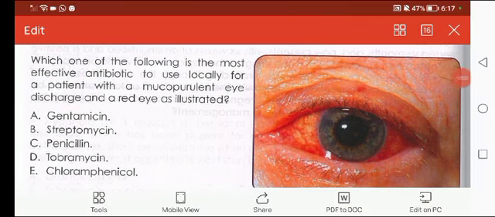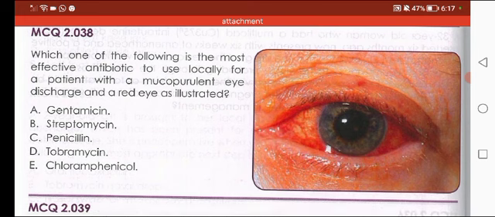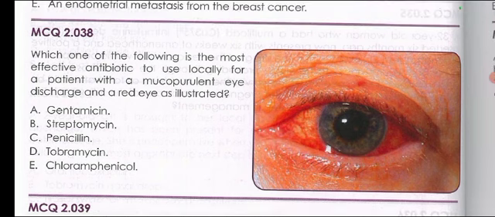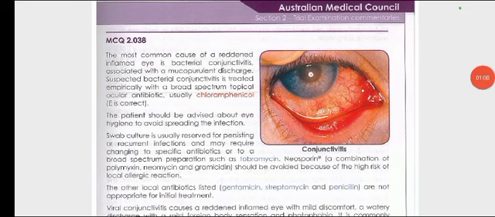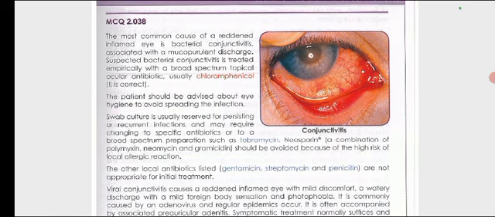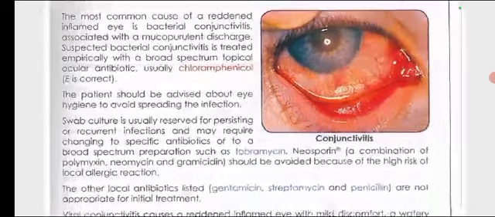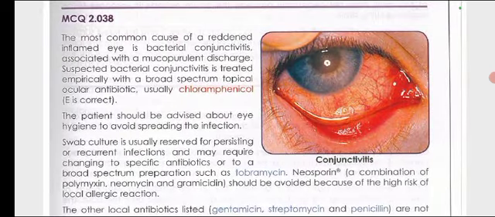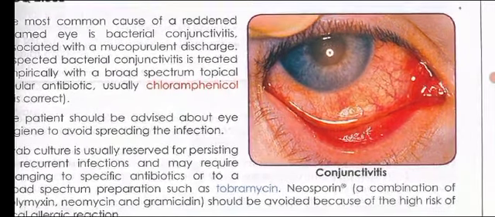So the options are gentamicin, streptomycin, penicillin, tobramycin, chloramphenicol. The most common cause of a reddened inflamed eye is bacterial conjunctivitis associated with mucopurulent discharge. Suspected bacterial conjunctivitis is treated empirically with broad spectrum topical ocular antibiotics, so usually chloramphenicol. The correct option is E, which is chloramphenicol. Here we can see a close picture of this conjunctivitis.